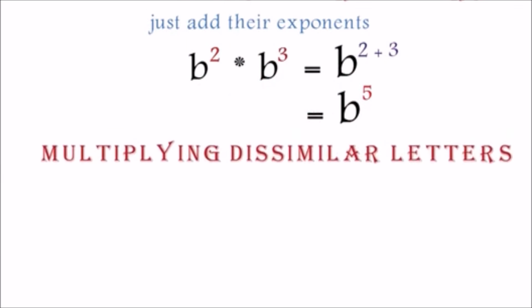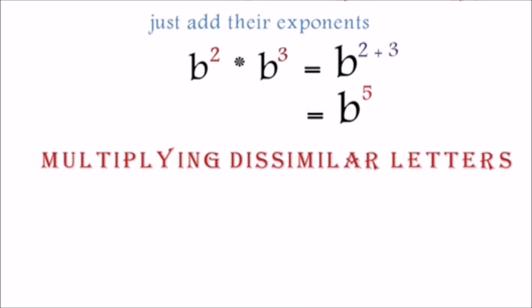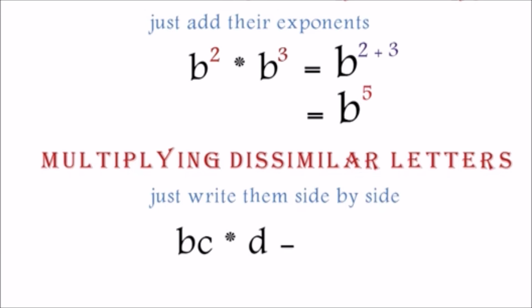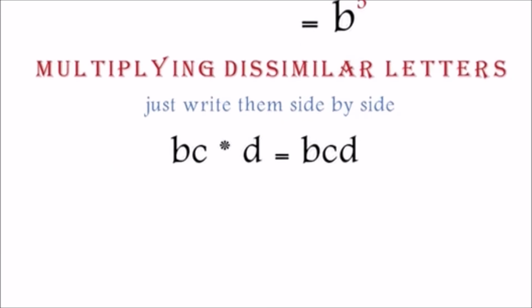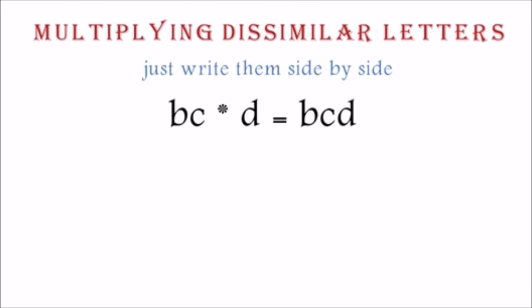3. Multiplying dissimilar letters. Next, we look at multiplying dissimilar letters. When multiplying dissimilar letters or variables, just write them side by side, so that bc times d equals bcd. Note, you can interchange the letters when you multiply, so that bcd can be written as cbd or dbc.